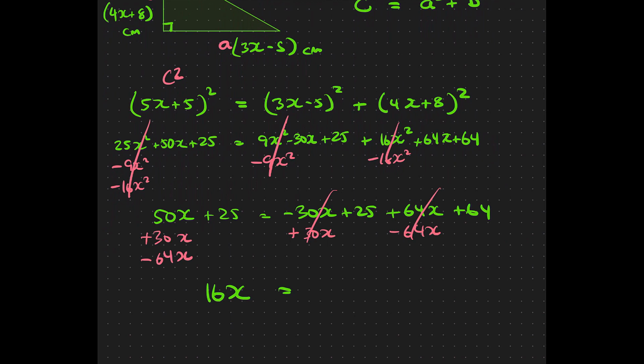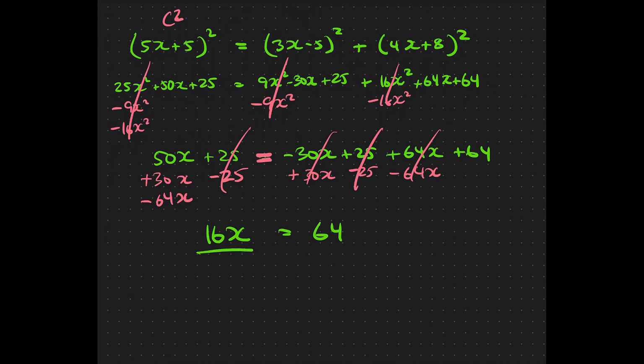Now on this side, what I'm going to do is minus the 25 right there, which is going to kill that. Because this says equals, I've got to do the same thing to the other side. So I'll minus 25. That's going to kill those 25s and leave me with this 64 right there. Now I need to solve for x by dividing both sides by 16, which cancels that. And I have x equals 4.